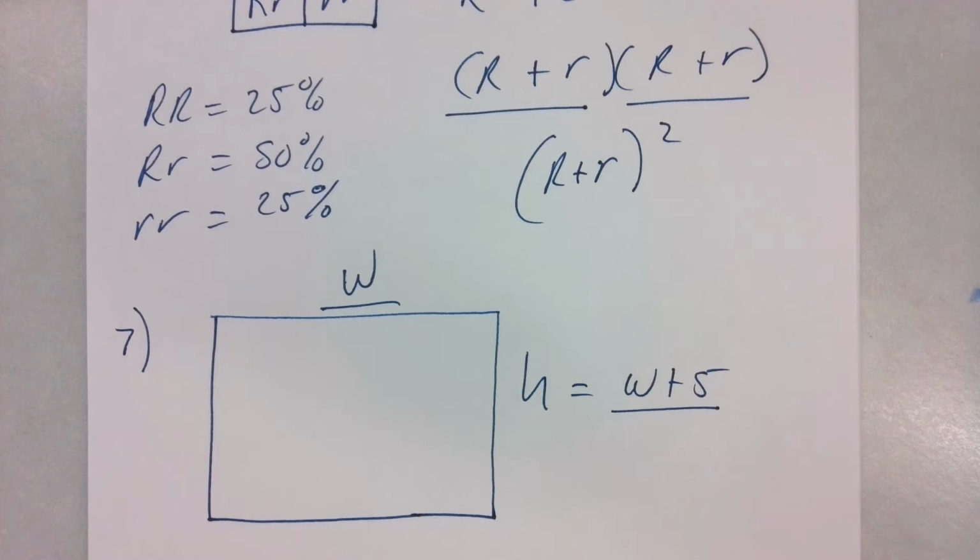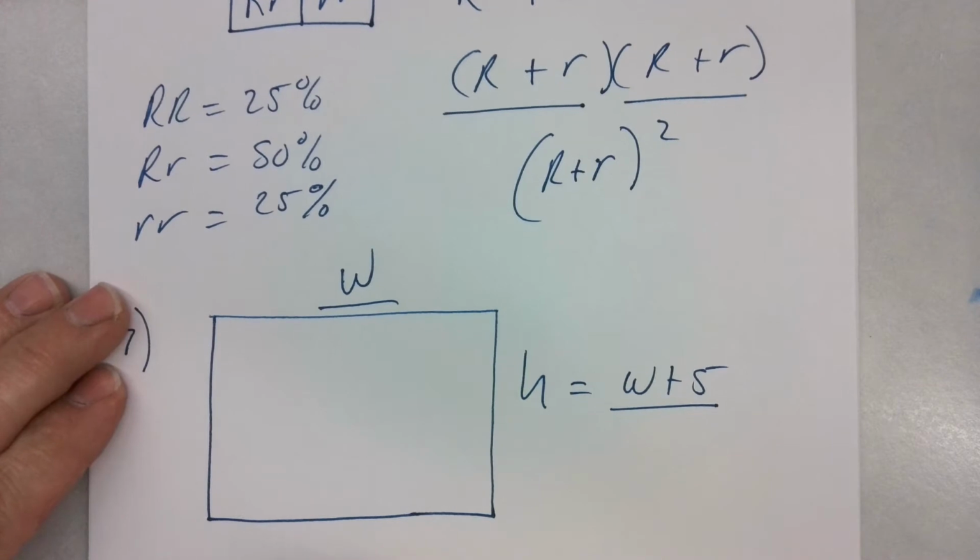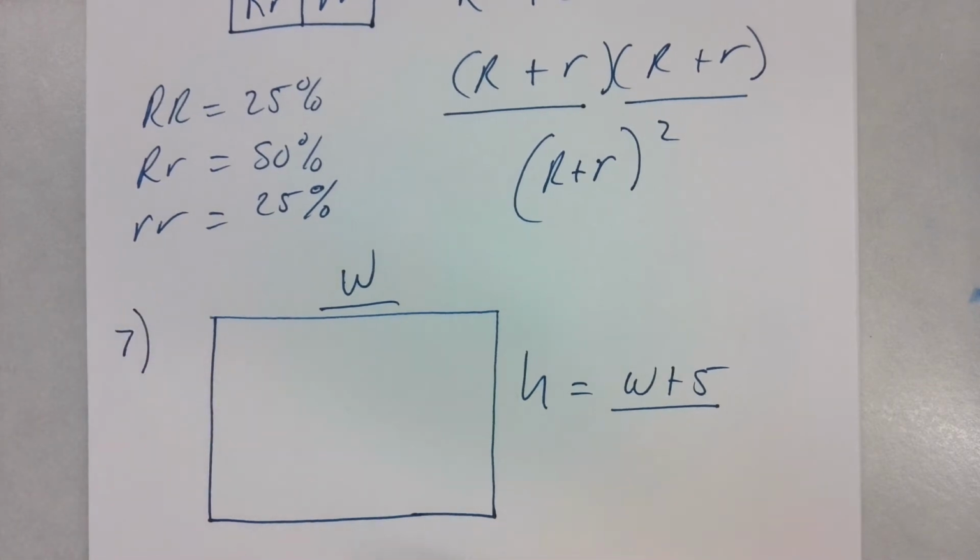Okay. Who knows the two equations for perimeter? What do you got for me? 2H plus 2W. Okay, so I got 2H plus 2W. Now that's one of them. Anybody know the other one?